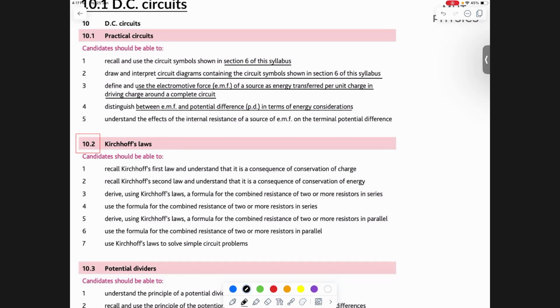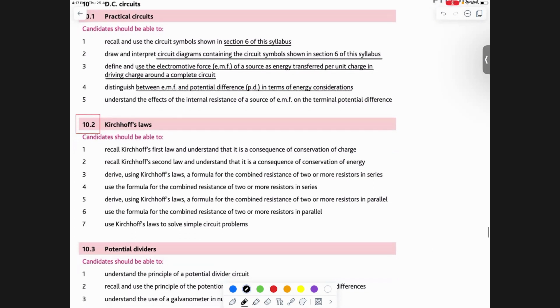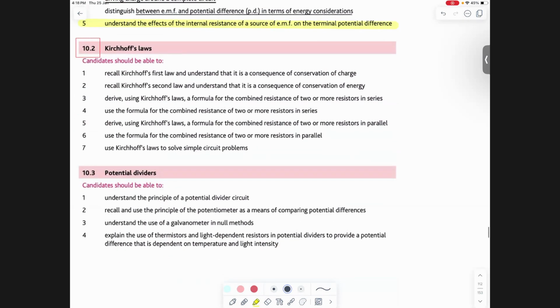Okay. The approach, understand the effects of internal resistance and of a source of EMF and terminal potential difference. এটা হচ্ছে we will do after the Kirchhoff laws. Okay, it's a very important thing. The highlight curriculum, it's one of those things that is completely new for you guys. Okay, internal resistance বলা হয়, এটা আমরা soon করবো. আজকে যেটা করবো is this.